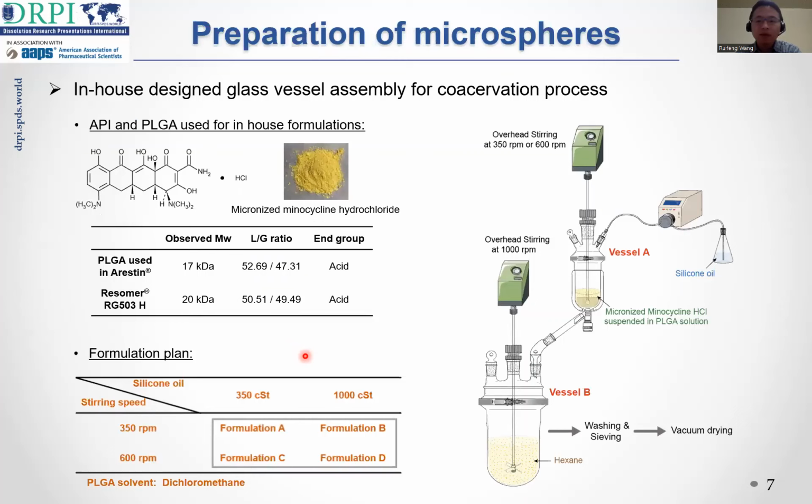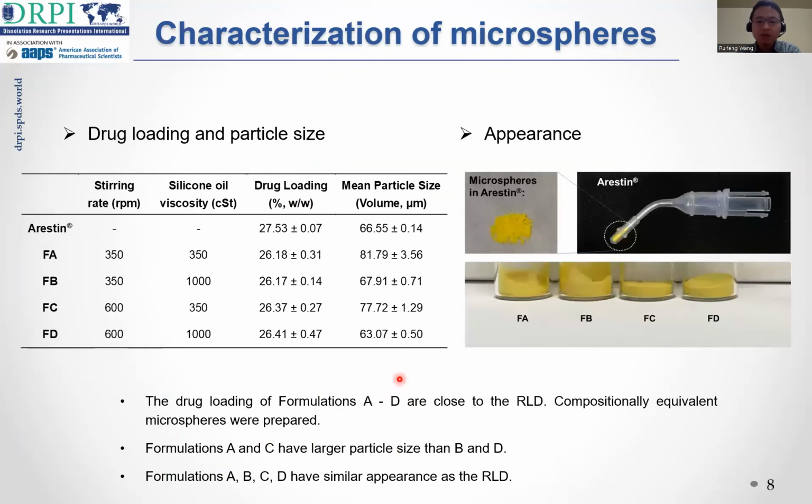According to the patent of Arestin, it was manufactured using the coacervation method. The API used for manufacturing is micronized minocycline hydrochloride. The commercial PLGA, Resomer RG503H, which has similar properties to the polymer in the RLD, was used for preparation of all the in-house formulations. The right schematic here shows the preparation of microspheres using in-house designed glass vessel assembly for the coacervation process. The parameters like stirring speed, silicone oil viscosity could be changed to prepare different microsphere formulations, as the left table shows.